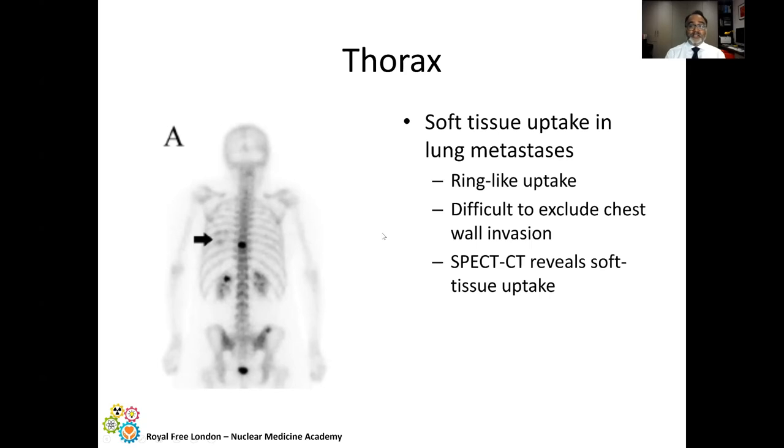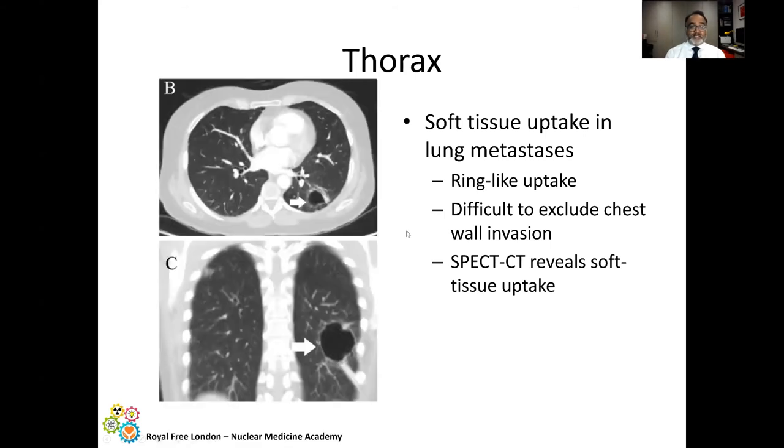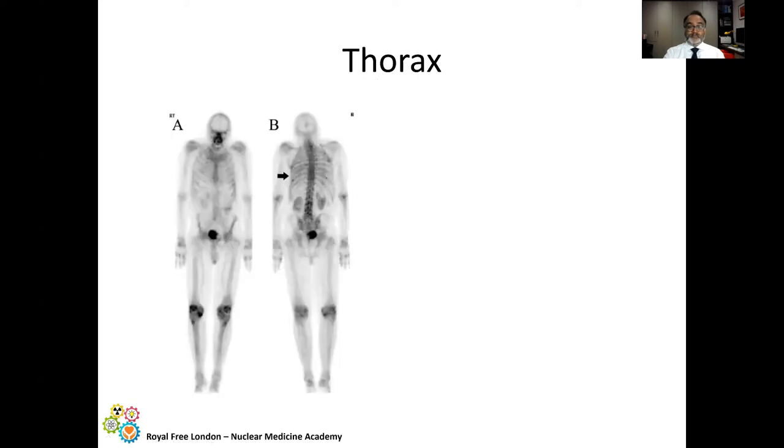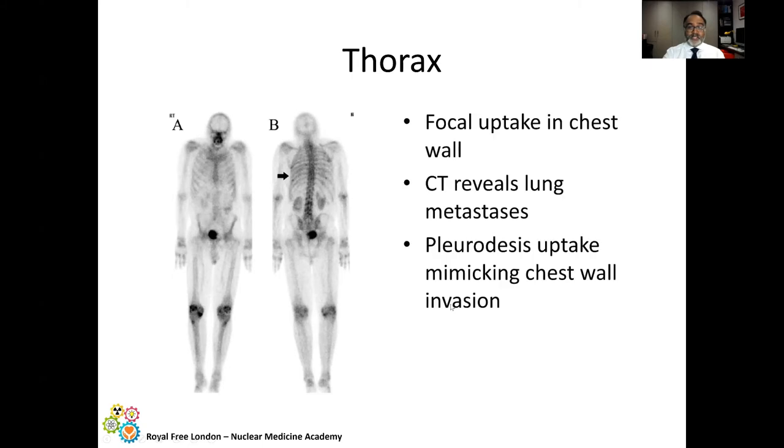So this is actually soft tissue uptake related to a lung metastasis, and it's difficult to assess. It can be due to chest wall invasion, but in this situation, you really need to do the SPECT CT. So actually here you've got unusual activity uptake within the lung around the periphery of this cavitating lesion. Here you've got some quite subtle abnormal uptake in the ribs, again in a patient that you're looking for metastatic disease.